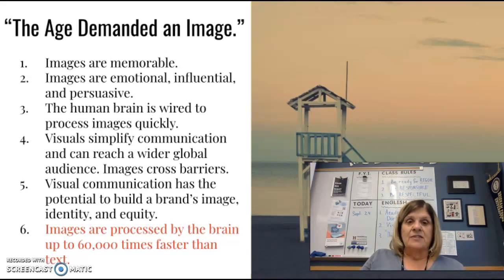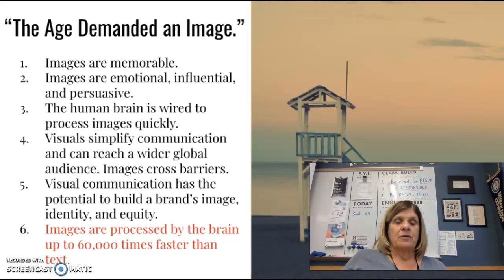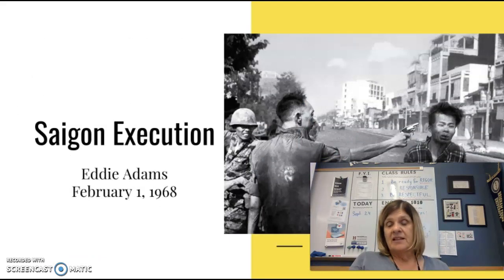And I think this is the last one, that images are processed by the brain up to 60,000 times faster than text. So we can learn a lot in a much quicker way. Like this one, during Vietnam, part of the problem back here in the United States is for the first time ever, we saw the reporters go over there and show us scenes like this one to remind us of what our soldiers were involved in. And the Americans didn't like what they were seeing.